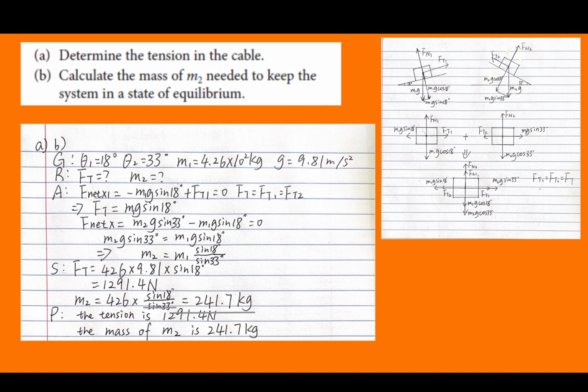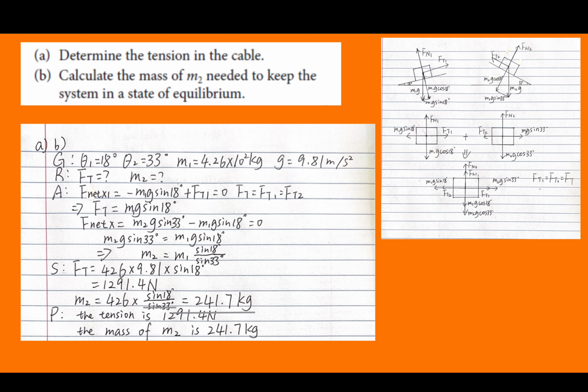Then we write the equations to solve for the tension and the mass of M2. Because the net force on M1 in the x direction, tension minus M1 g sin 18 degrees, equals 0 to keep the system in a state of equilibrium, we get the tension equal to M1 g sin 18 degrees. To get the mass of M2, the net force of M1 plus M2, M2 g sin 33 degrees minus M1 g sin 18 degrees, equals 0 to keep the system in equilibrium. Then we get M2 equal to M1 times sin 18 degrees over sin 33 degrees.